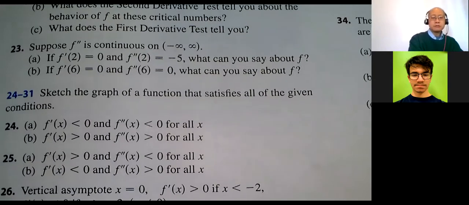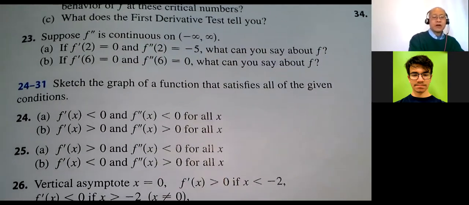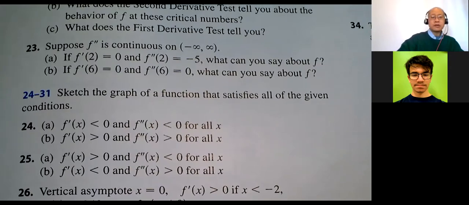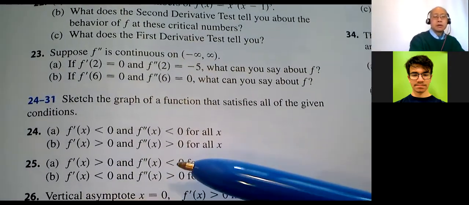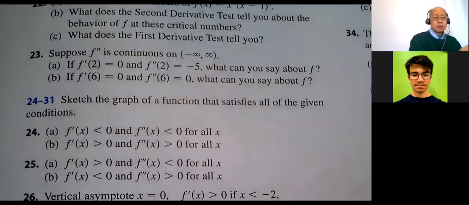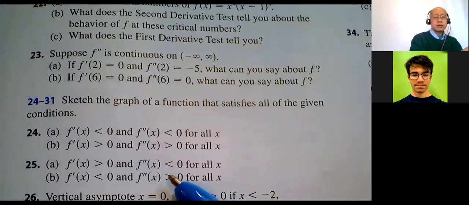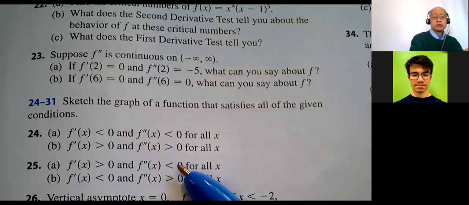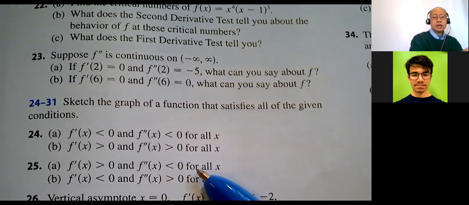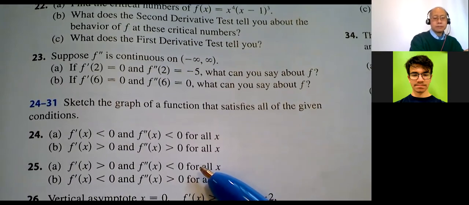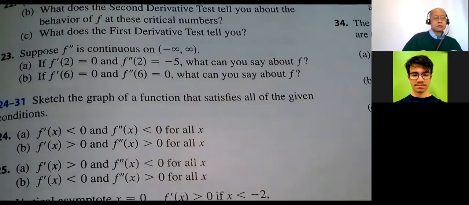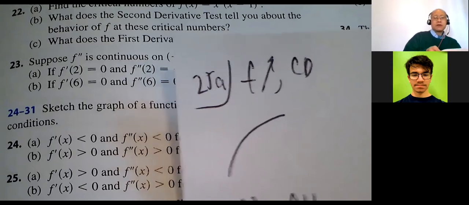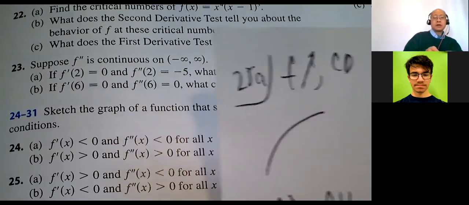It shows you all the possibilities. Okay, 25A. Sketch the graph of a function that satisfies all of the given conditions. F prime greater than 0, double prime less than 0. F is increasing. Remember, second derivative controls concavity. Less than 0 means concave down. Okay, so for 25A, increasing, concave down.